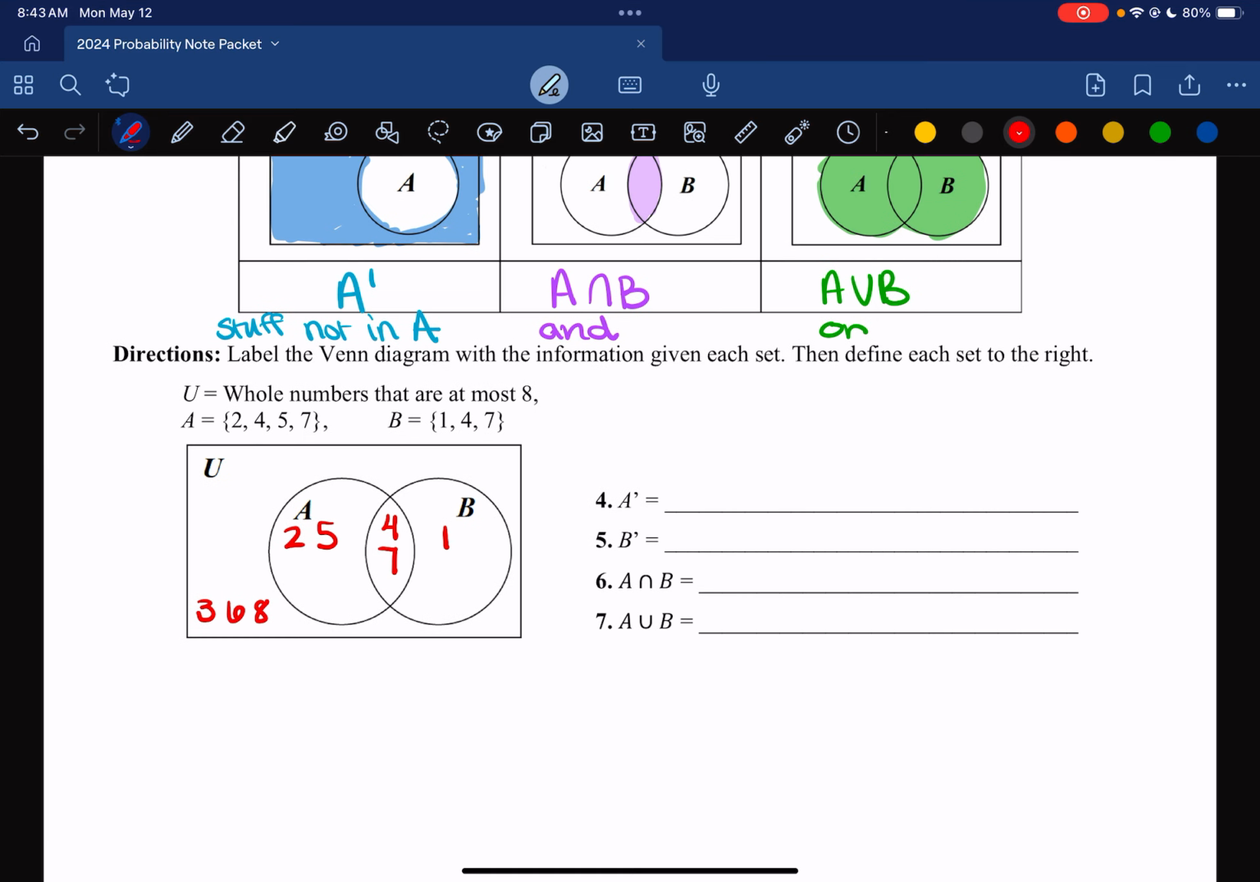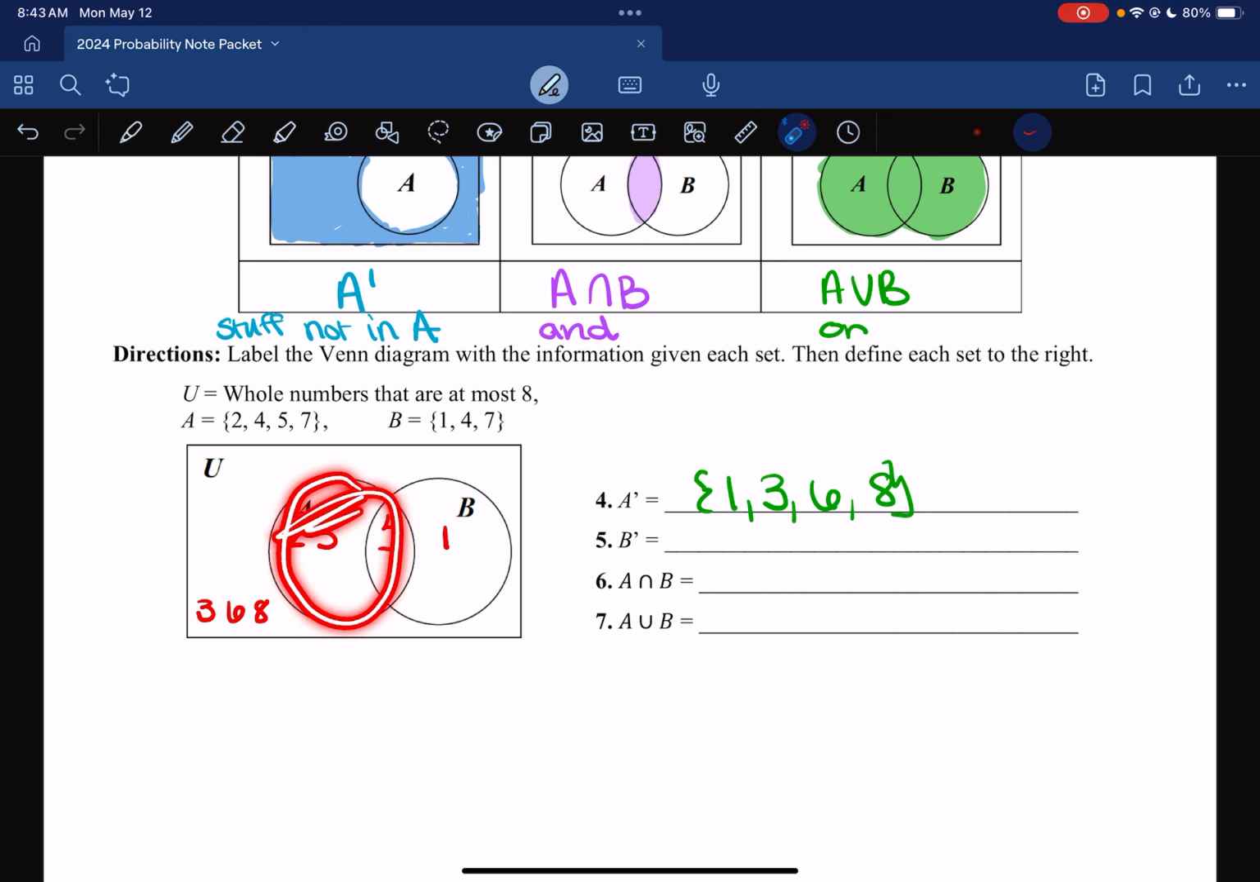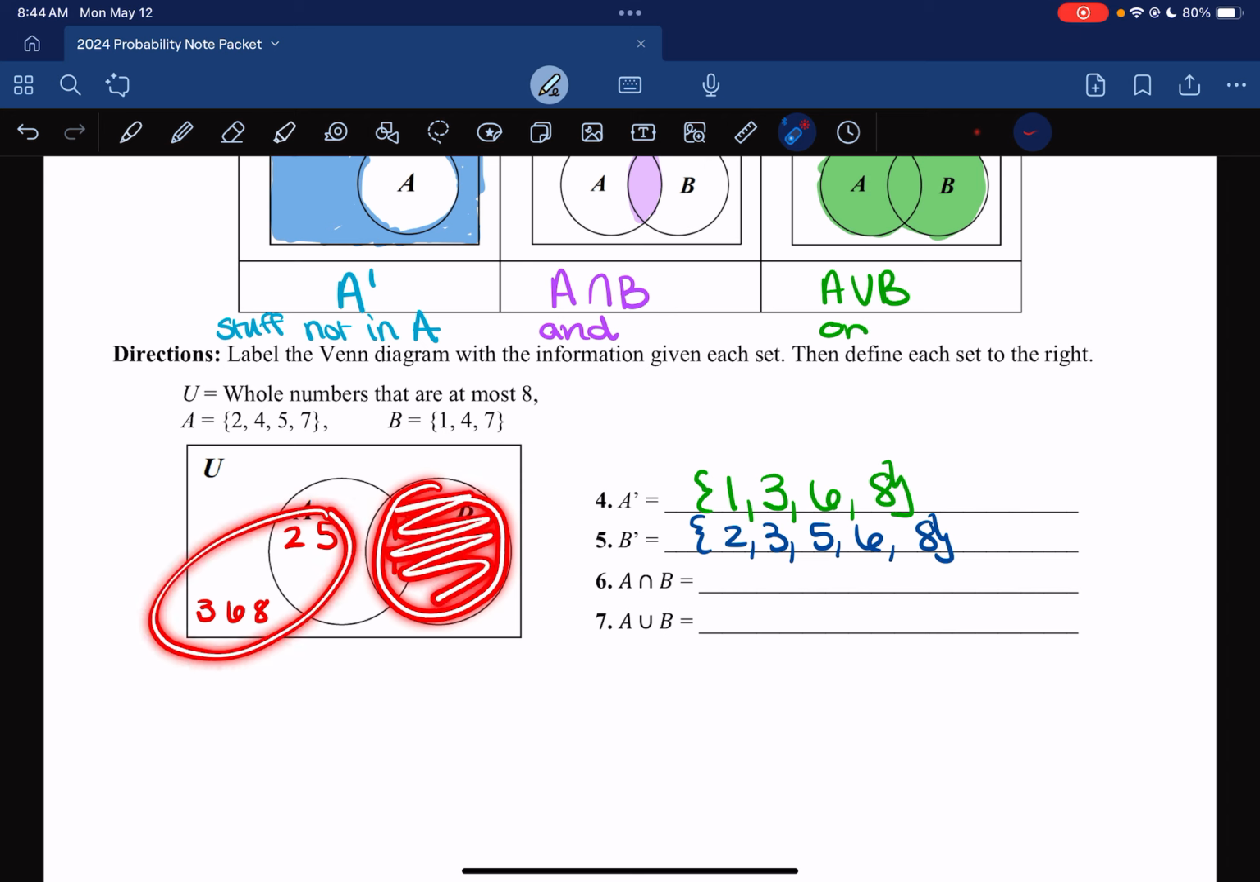So for the complement of A, we want everything that's not in A. And that includes the universal set. So we do 1, 3, 6, 8, because we want to go in order from smallest to biggest. So here's A. So basically we want the rest. Complement of B. So we want everything not in B. So 2, 3, 5, 6, 8. So here's B. So we want everything that's left.